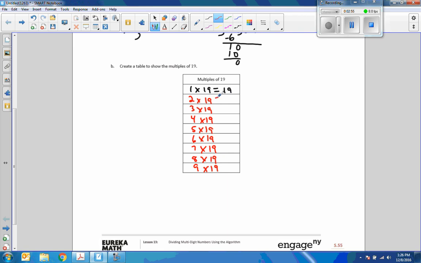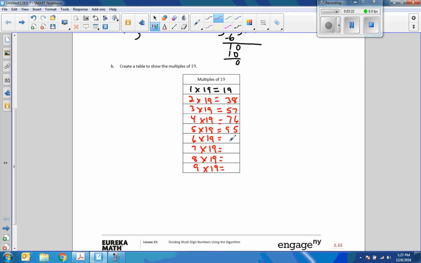Okay. 2 times 19, 38. 3 times 19 is 57. Okay, I'm just putting my equals in. And the easiest way to do this, add 20 to your prior number and subtract 1. And that's adding 19. So 57, 77 minus 1 is 76. 96 minus 1 is 95.